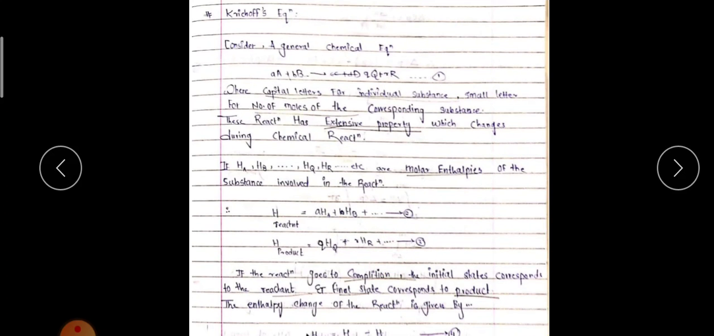Consider now a general reaction: aA plus bB gives qQ plus rR, where capital letters are for the individual substances, small letters for the number of moles of the corresponding substances. These reactions have extensive properties which change during the chemical reaction. If HA, HB, HQ, HR are the molar enthalpies of those substances, then the enthalpy for the reactant side is given by aHA plus bHB, and for the product side it is given by qHQ plus rHR.